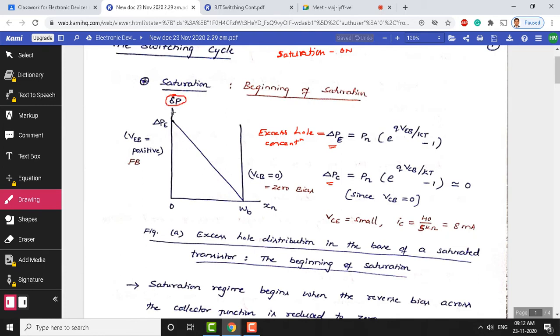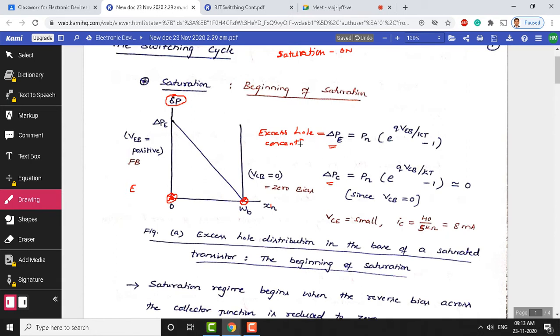And this is the hole concentration at the edge of the emitter and the base. This side you have the emitter, and from here the base region starts. This is the starting point of the base region and this is the end point of the base region. The width of the base is WB, the total width of the base, and xn is the distance starting from here. xn equals 0 when you are here, and xn equals WB at the collector base junction. As I mentioned, VCB equals 0 is where the saturation region commences.